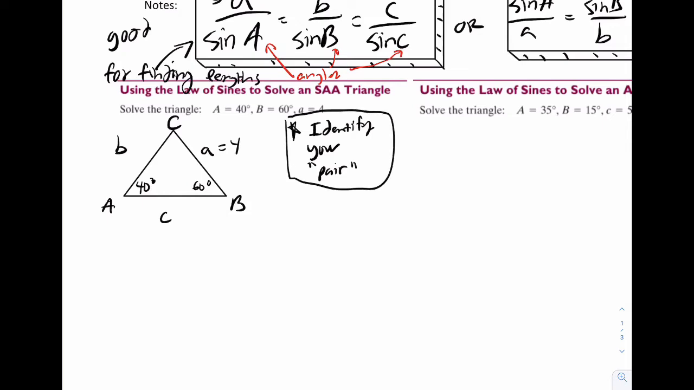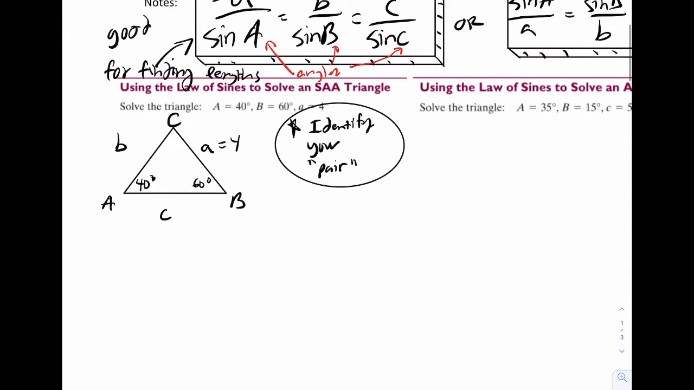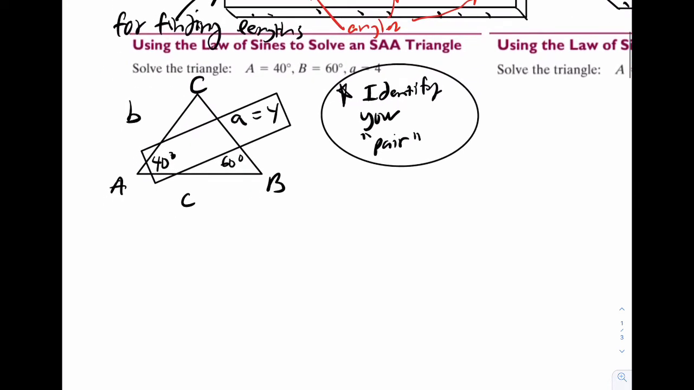What I mean by pair is it's basically like an angle and side length partner. So for example, the pair here is right here. Notice how for A, we have 40 and 4. That pair is the key to finding everything. So that's going to be our initial. We're going to write 4 over sine 40.